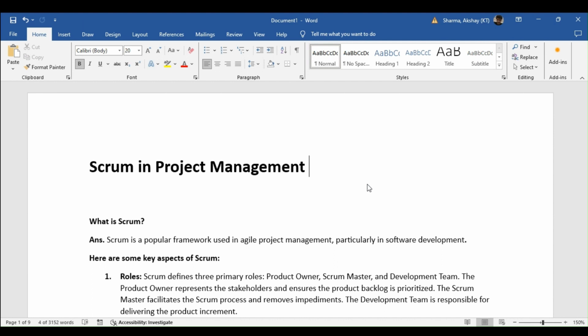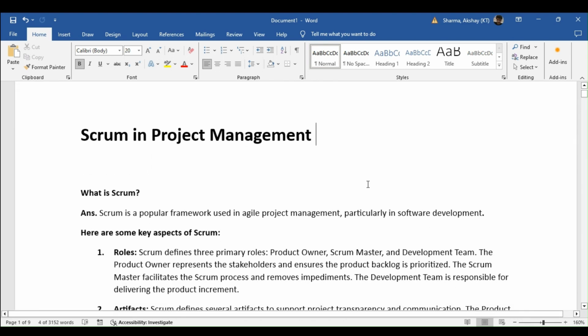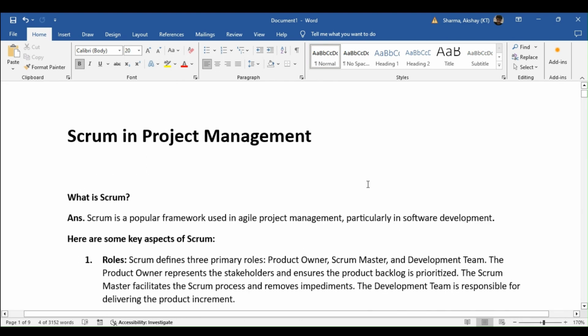So without wasting any time, let's move ahead with today's topic, which is Scrum in project management. So first of all, we'll discuss what is Scrum.